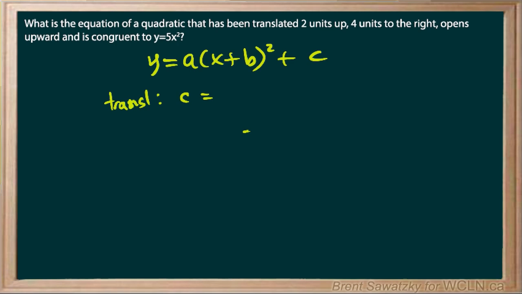And we're told that it's translated 2 units up. So, 2 up. And just explaining our rationale: if we're going 2 up, then that means the C must be plus 2.